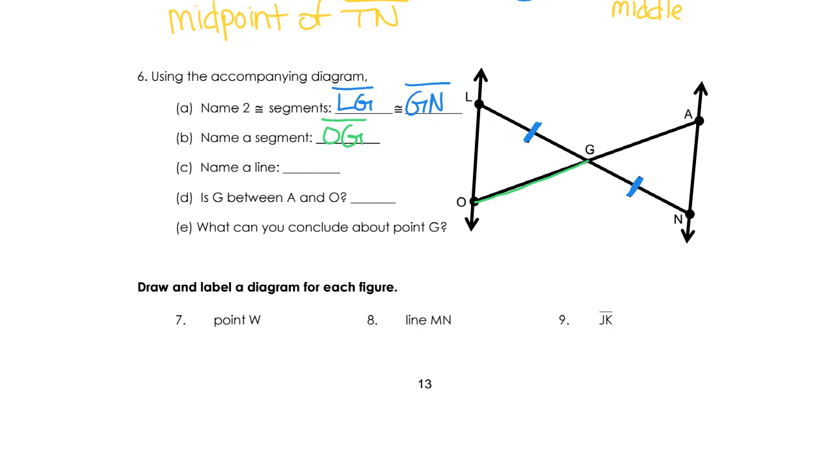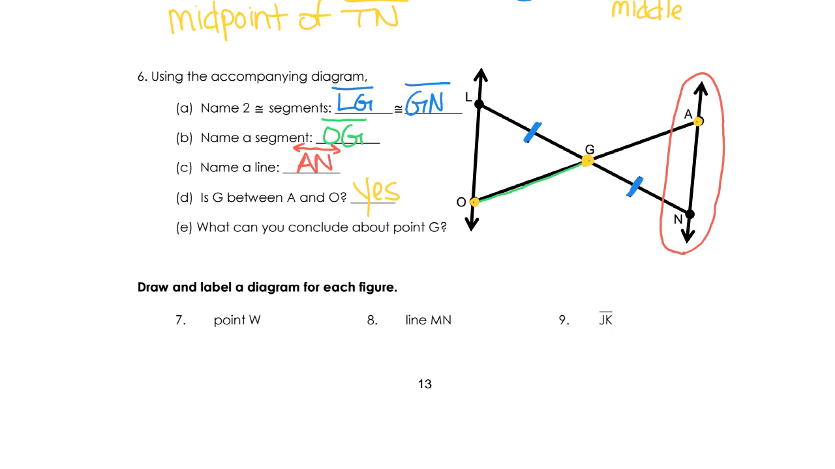Name a line. There are 2 of them, and any segment can be extended past its endpoints to be a line as long as you put the line symbol over the letters. I'm going to go and play it safe and name this one AN, and we put the line symbol over it. Then they ask me, is G between A and O? So here's G, here's A, here's O, and they are all on the same line, so I'm going to go ahead and respond yes.